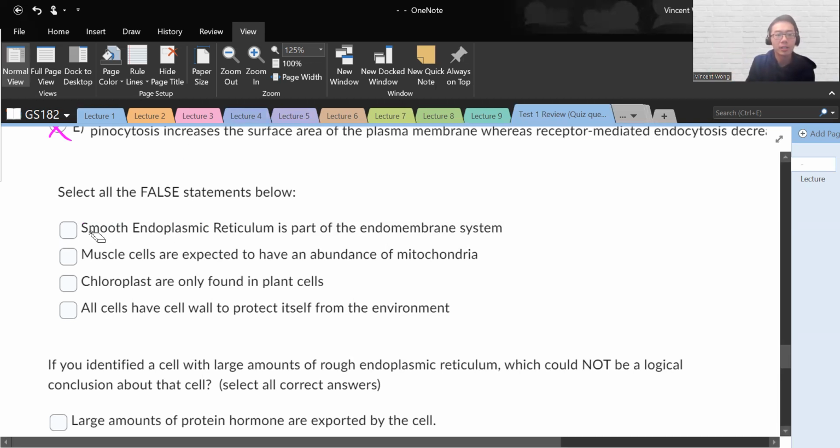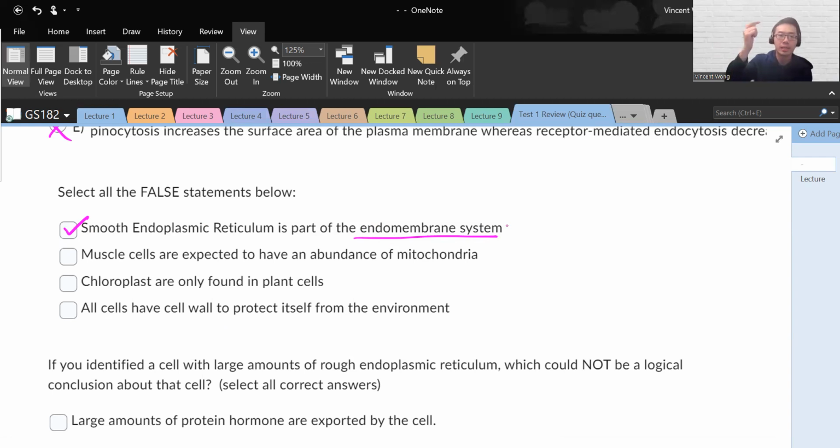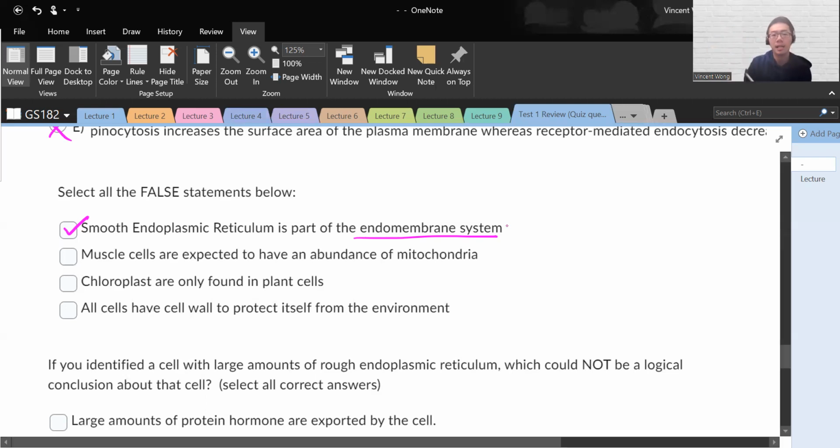So let's see. Smooth ER is part of the endomembrane system, right? That's true. If I were making a cheat sheet, I would have a section titled endomembrane system, and I would list all the components in it. So there is the nuclear envelope, the rough and smooth ER, Golgi body, and lysosome. Of course you can just memorize it, but if you're having trouble memorizing all these facts, it's good to have a reference sheet. So that's correct, so I'm not going to choose it. I'm looking for the false one.